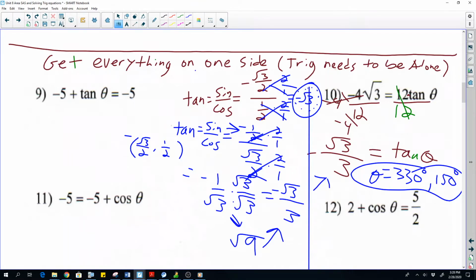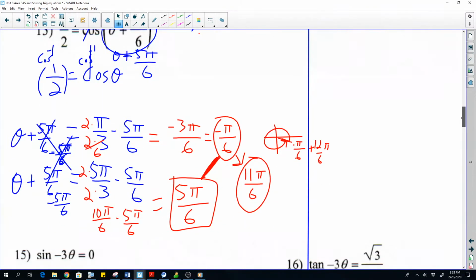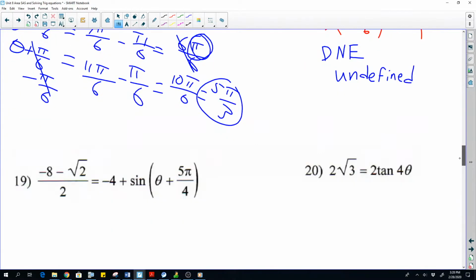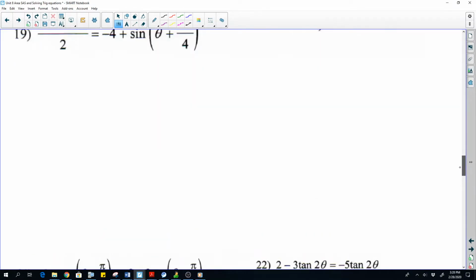That reduces to negative radical 3. And you might need that on one of these problems, maybe 14 or 16. Okay, so 18 doesn't exist. We're going to jump to 19 next.